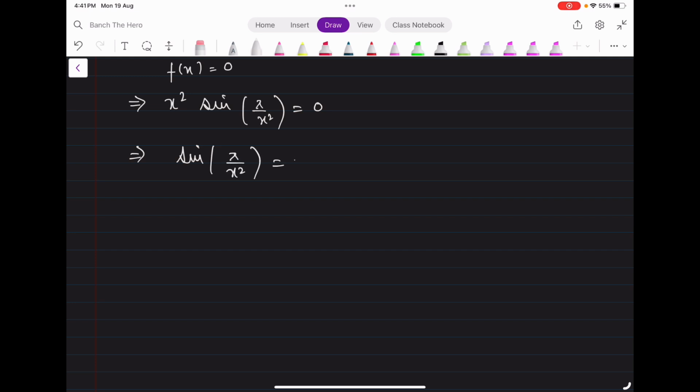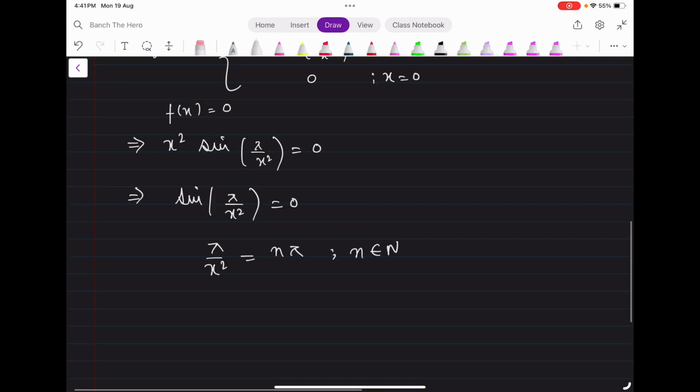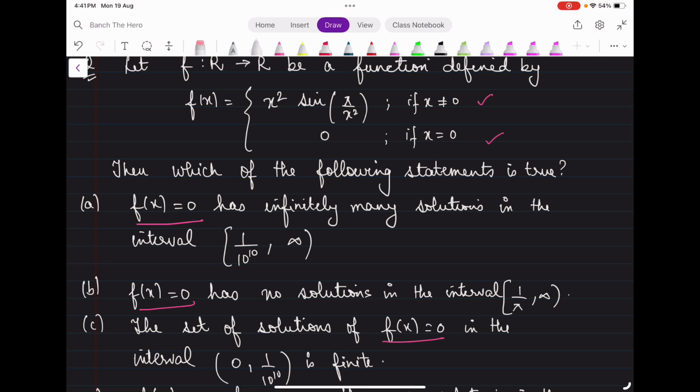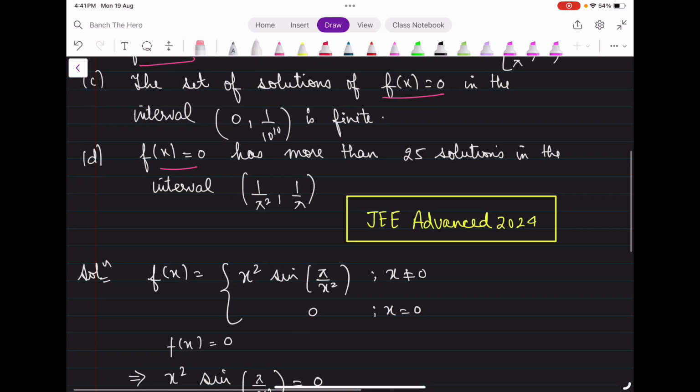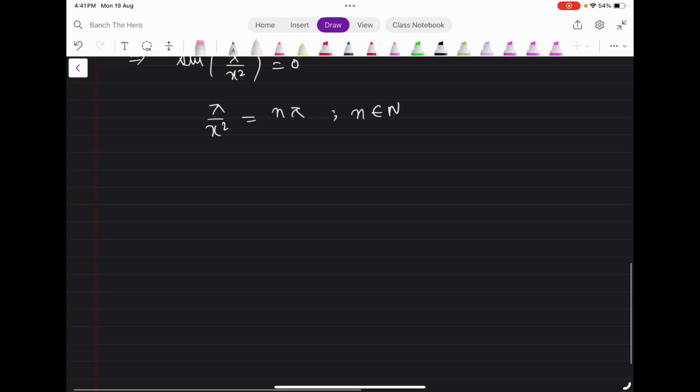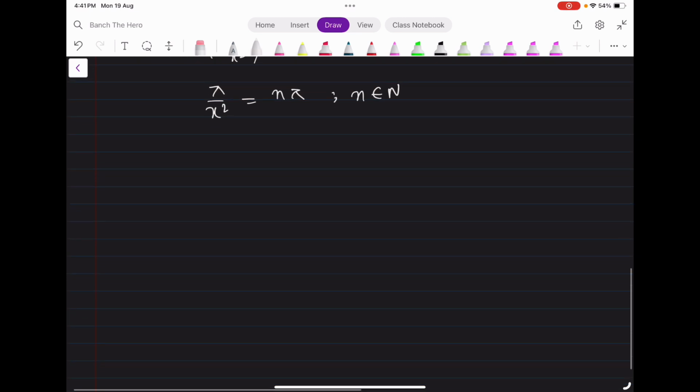And now we know where sine is 0. Sine is 0 at n pi. It means pi by x square should be equal to n into pi. And what is n here? n is any natural number. Why are we just talking about natural numbers? Because in the various options the positive solutions are there. x is positive everywhere in all the given intervals, so that's why we are only talking about natural numbers. Otherwise, sin x is equal to 0 means x is equal to n pi, where n belongs to all the integers. But in this particular question we just need to talk about the positive numbers, that is natural numbers.